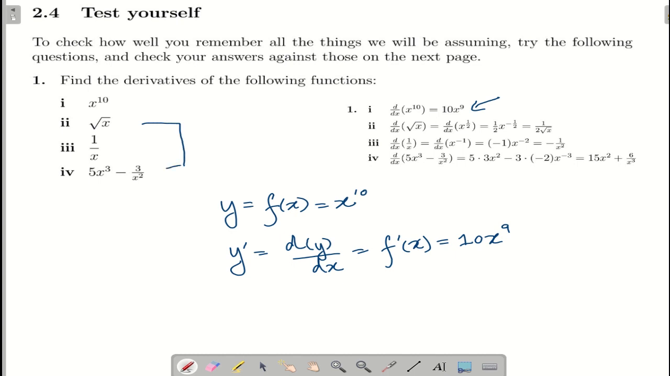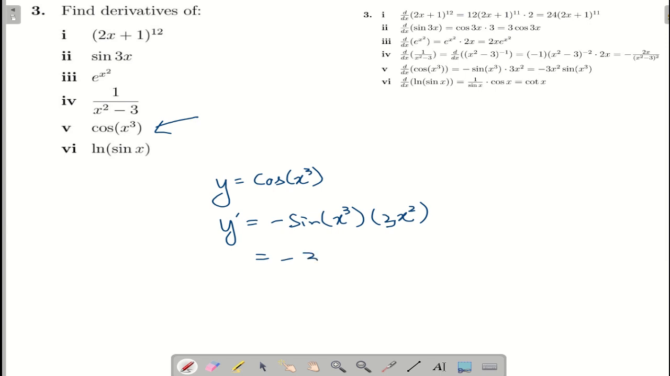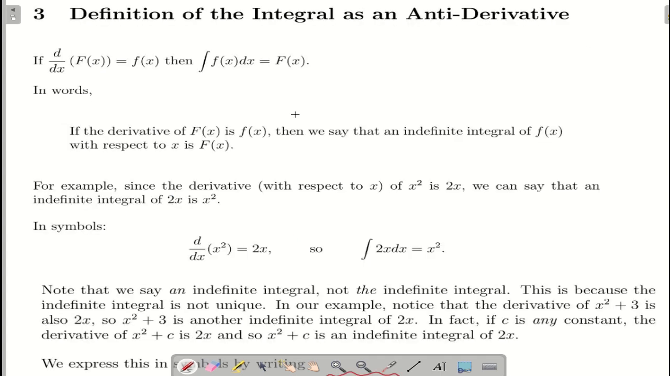Okay, you can go through these 3 examples here to test your knowledge about differentiation. And also the derivative of this function, I take one function here, y equal to cosine of x to the power 3. The derivative y dash equals, cosine is changed to minus sine of x to the power 3, and also the derivative of the inside, you have 3x squared. So the answer would be minus 3x squared sine of x to the power of 3.